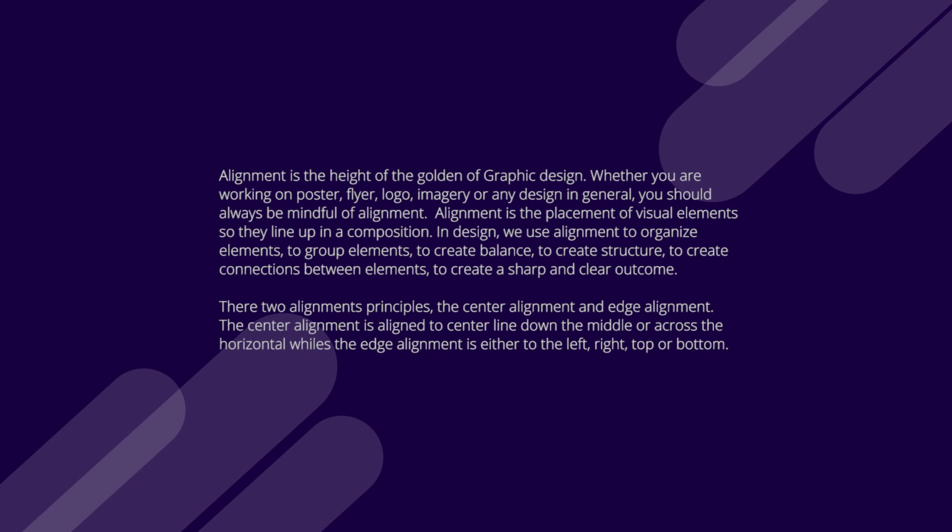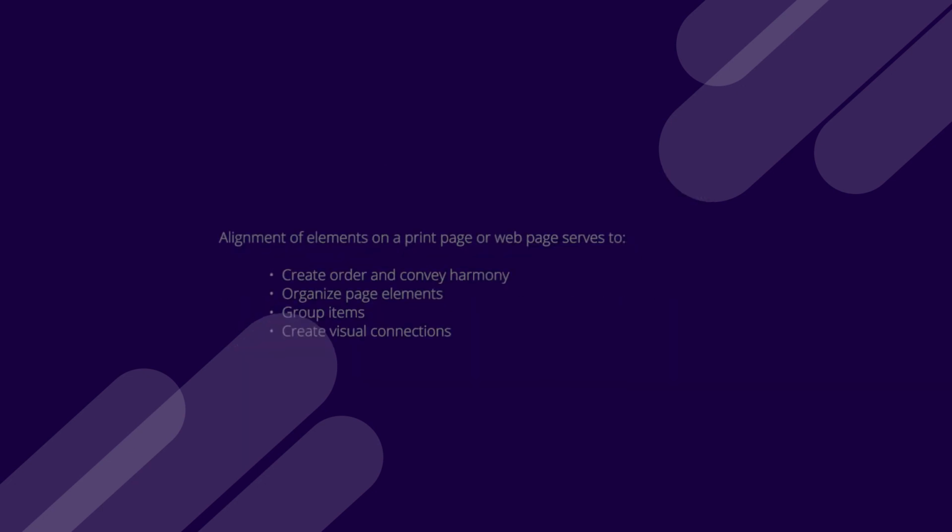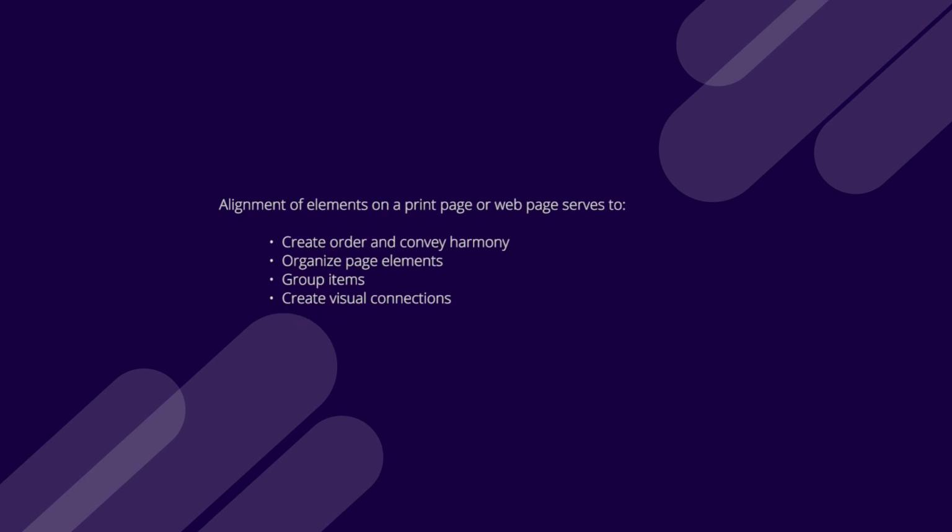There are two alignment principles: the center alignment and the edge alignment. The center alignment is aligned to a center line down the middle or across the horizontal, whilst the edge alignment is either to the left, right, top or bottom. Alignment of elements on a print page or web page serves to create order and convey harmony. Organize page elements, group items, create visual connections.